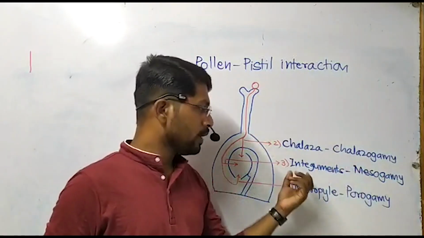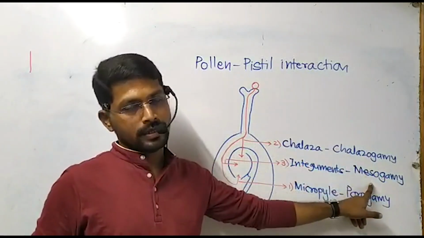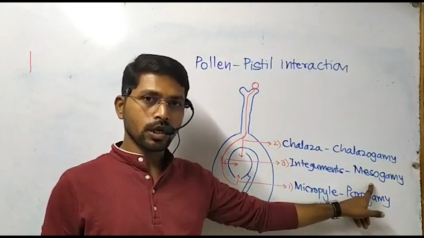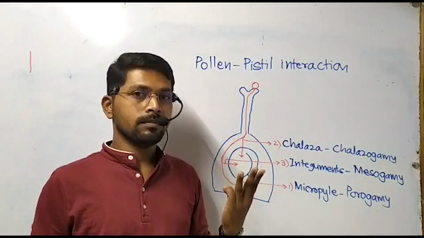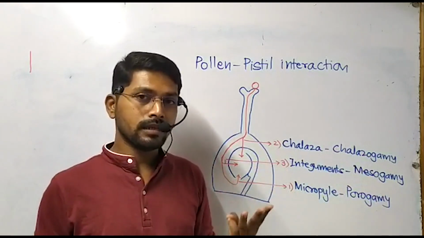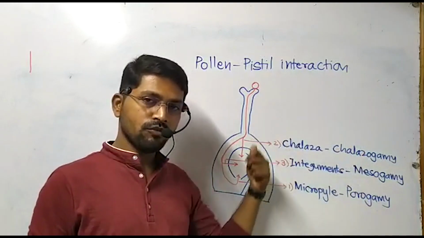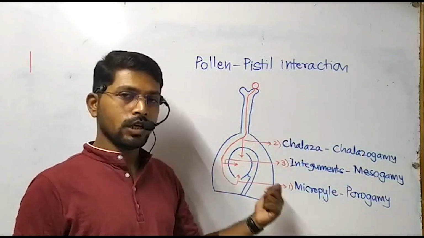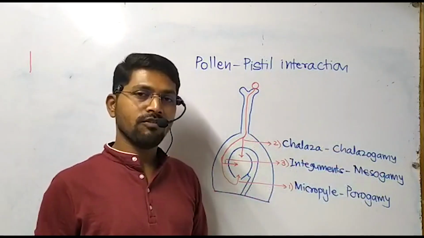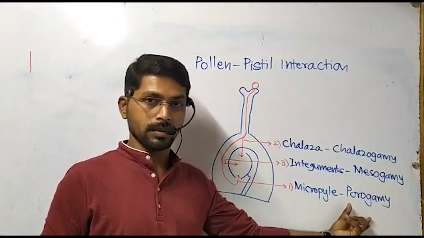So you can compare it: when the pollen tube is entering through the integuments, at that time it is called mesogamy. In short, the pollen tube can enter into the ovule by three different methods. Most common is porogamy. Chalazogamy is entry of pollen tube through the chalaza. Mesogamy is entry of pollen tube through the integuments, but these two are occasional, very rare, and the most common type seen is porogamy.